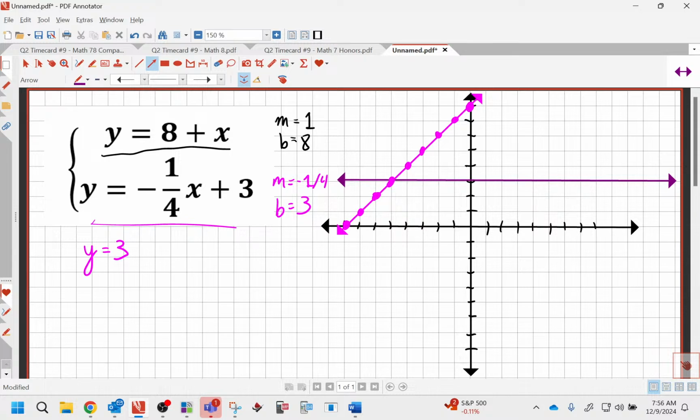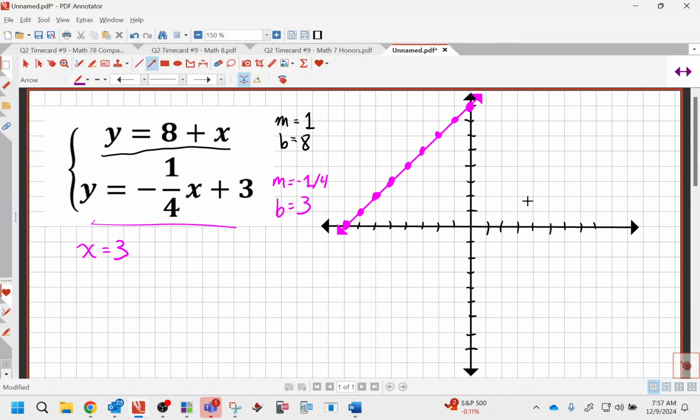What is the slope of that line? How much does it go up and how much does it go over? 0. That's why the slope is 0. What's the y-intercept? 3. So that one's a little bit tricky, but the nastier customer is this one.